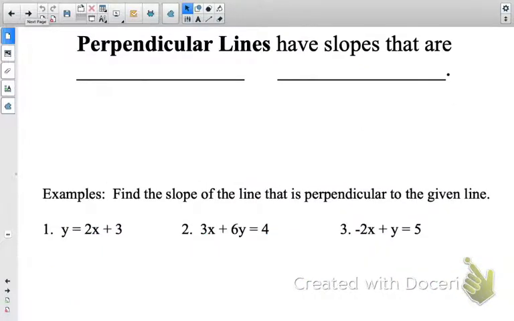Now we're going to look at perpendicular lines, which are a little bit different, and they have these two, I call them fancy words, they're really not that fancy. Perpendicular lines have slopes that are opposite reciprocals.